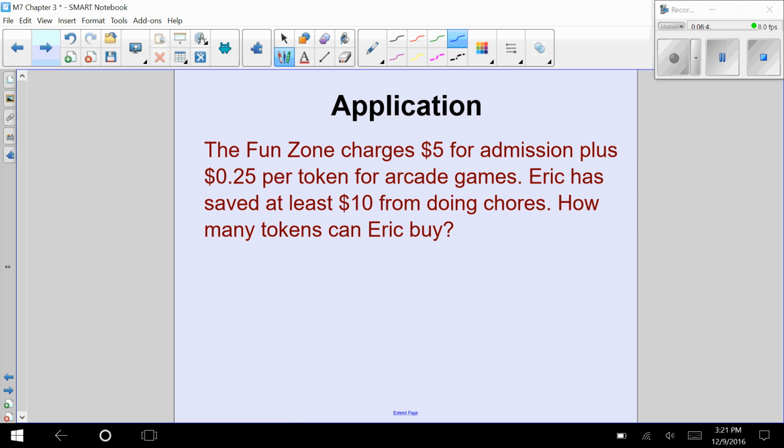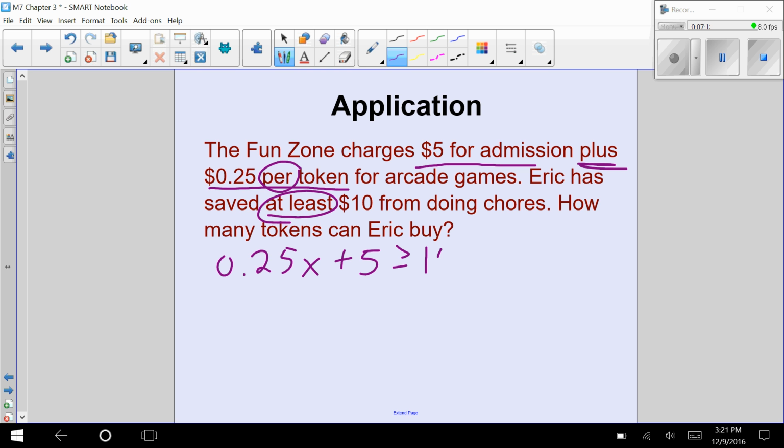All right, try this one on your own. The Fun Zone charges $5 for admission plus 25 cents per token for arcade games. Eric has saved at least $10 from doing chores. How many tokens can Eric buy? Important words. $5 for admission plus 25 cents per token. So 25 cents per token. 25 cents, 0.25x plus that $5 admission fee. At least is it greater than or equal to $10.